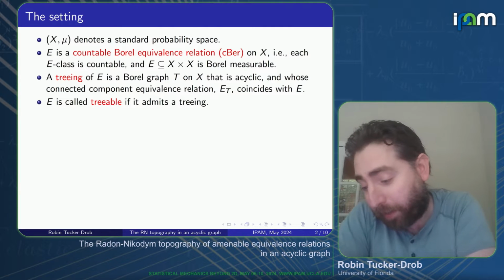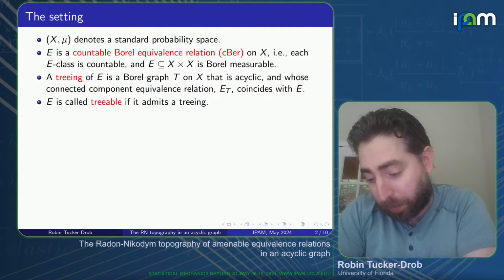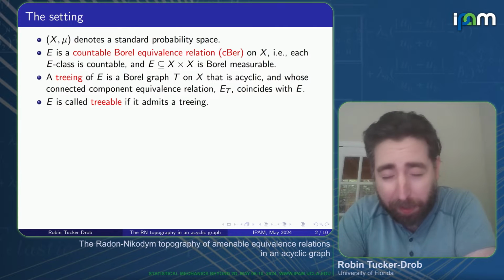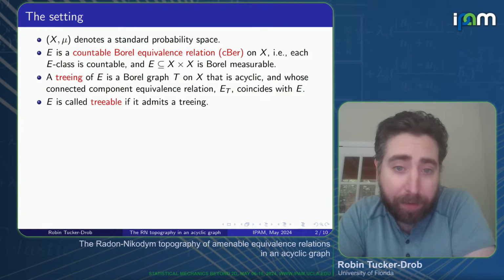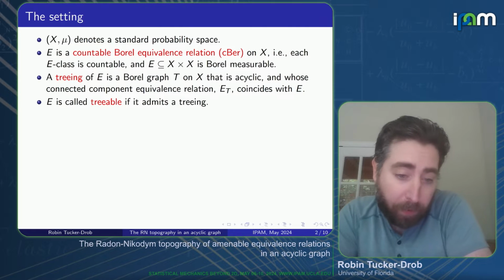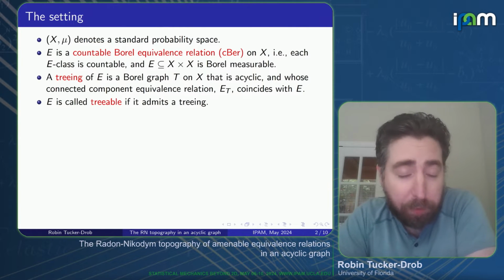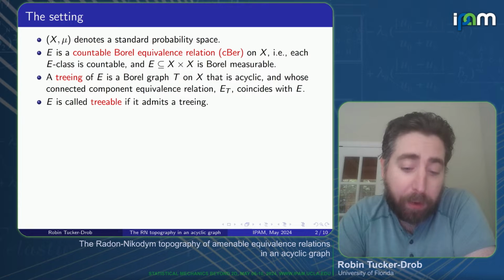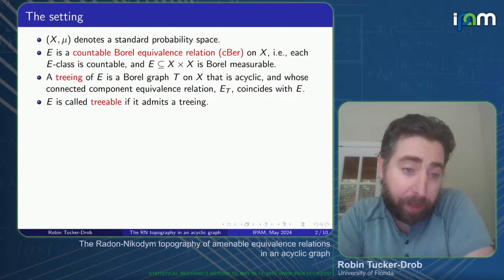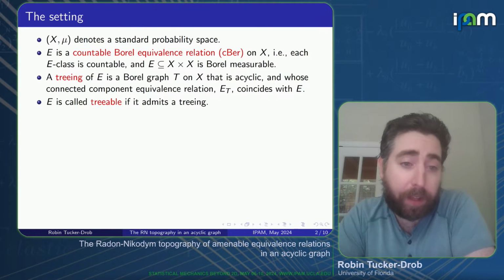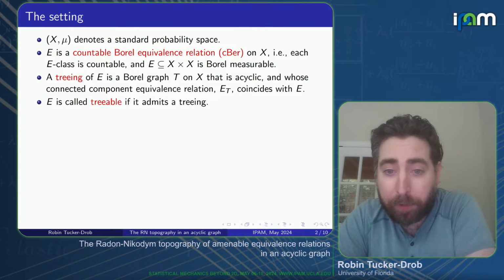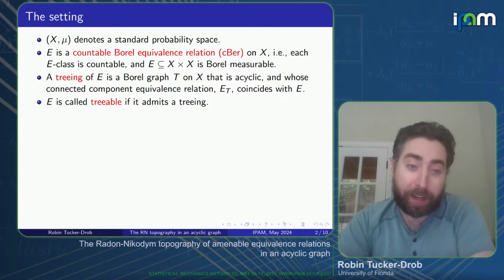I'll often be working with an equivalence relation together with a treeing, so I'll say it's an equivalence relation E treed by T. But often I'm interested in proving structural results about an equivalence relation that doesn't make reference to any given tree. Just knowing that the equivalence relation is treeable, which means that it admits some treeing, is enough to conclude structural properties, which I find fascinating.